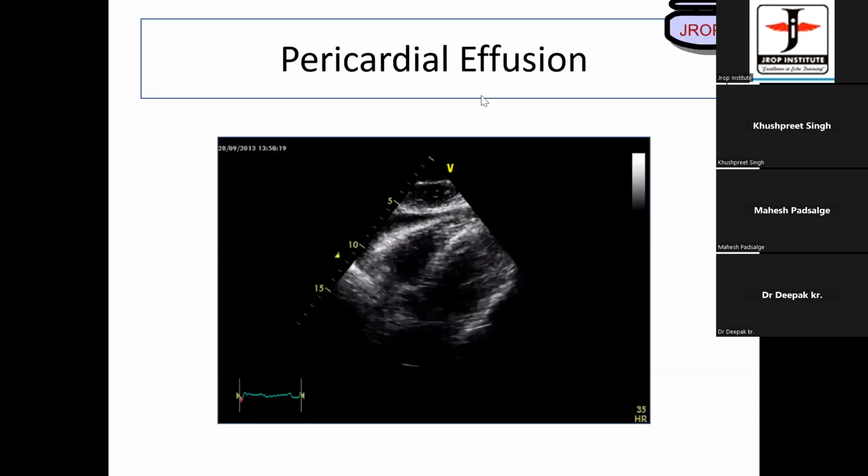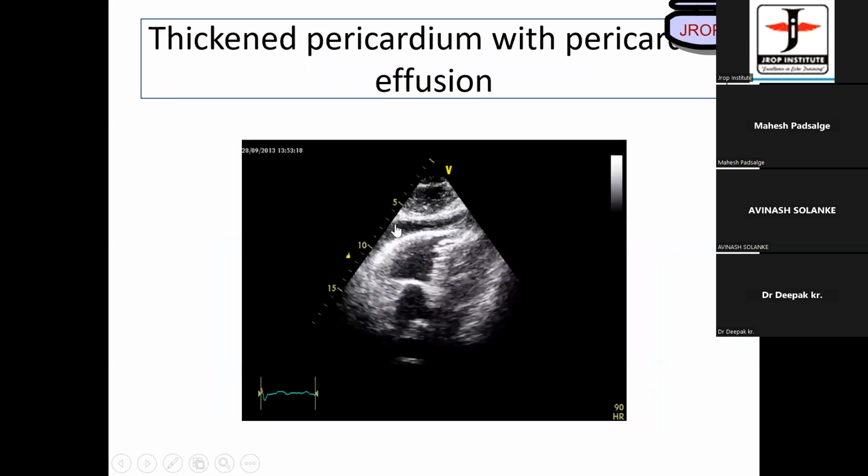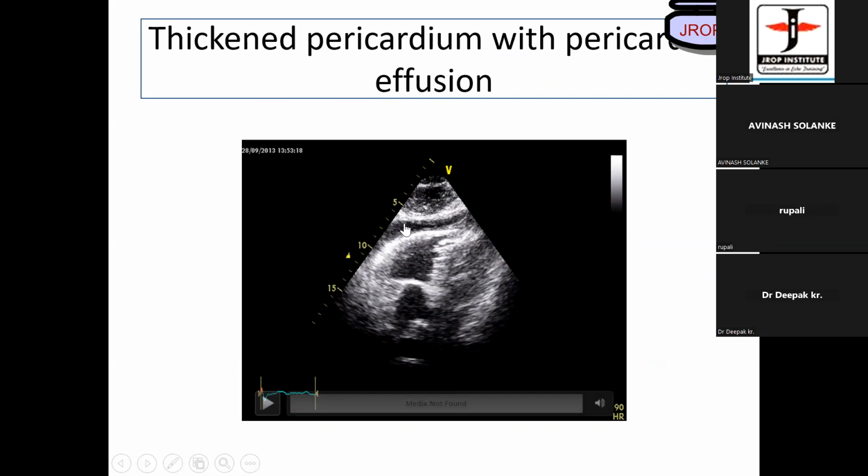Now look at this particular phenomenon, which is seen in virtually all of our cases. What we see when we look at this echo is a so-called potential free space. This potential free space could be anything. It could be effusion, it could be thickening or fat, and that's what we need to look at. Now, this is a thickened pericardium along with pericardial effusion in between. Look at the thickening of this pericardium. One side is visceral, another side is parietal, and there's significant effusion in between. So this patient has a pericardial effusion along with a thickened pericardium.